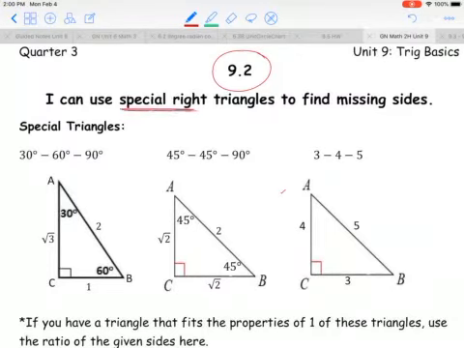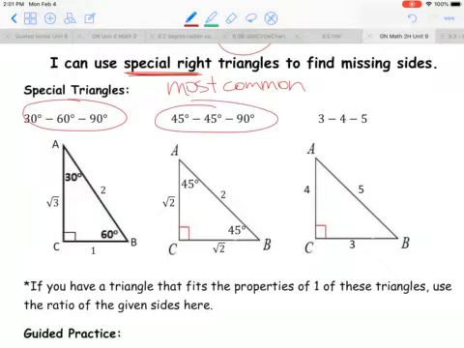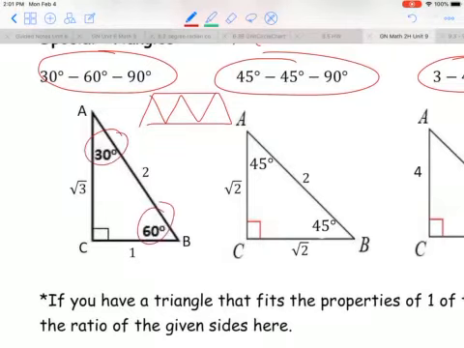So we're doing special right triangles, which means that they're the most common and they have a really cool ratio, like it's a very constant thing. The three most common are 30, 60, 90 degree angles, 45, 45, 90 degree angles, and then a 3, 4, 5 side. The 30, 60, 90 triangles come up a lot in bridges, like the truss systems. You've got a bridge, you see those triangles. These are the most common types.